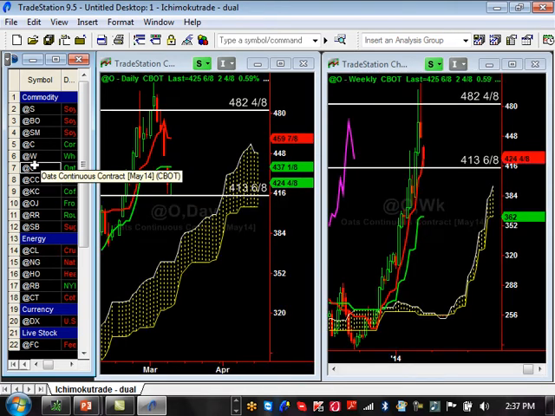Next is going to be oats. If you look at oats, this is still continuing its journey on both the daily and weekly to be bullish. Support level on this guy is going to be about 413 and 6/8. Resistance, which it got to already, it could retest the high, is going to be about 482.